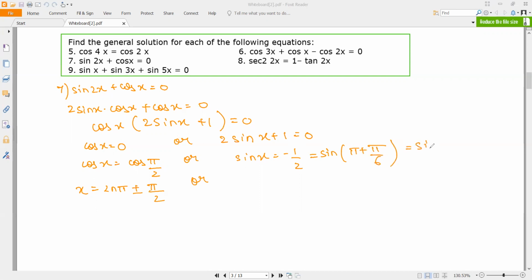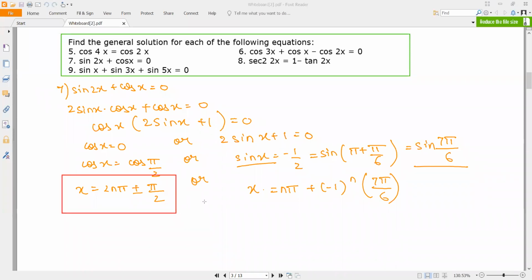This is equal to sin 7 pi by 6. Therefore, sin x is equal to sin 7 pi by 6. So 7 pi by 6 is the value of y. Therefore, x is equal to n pi plus, according to the general formula, minus 1 to the power n into 7 pi by 6. So these are your answers, either this or this.